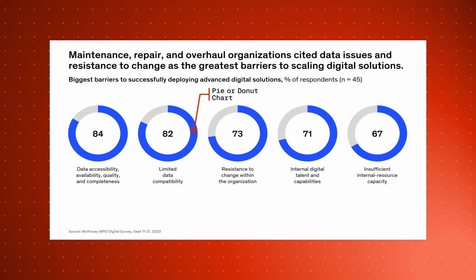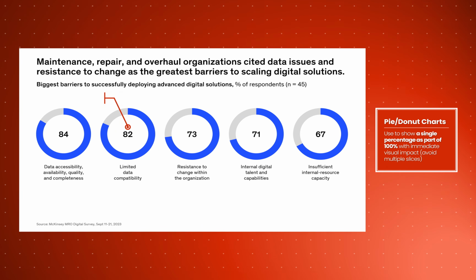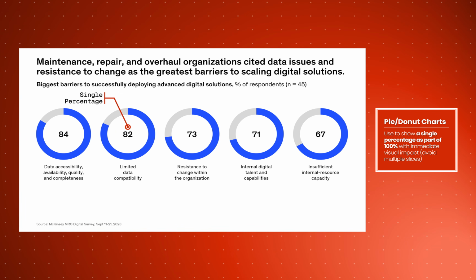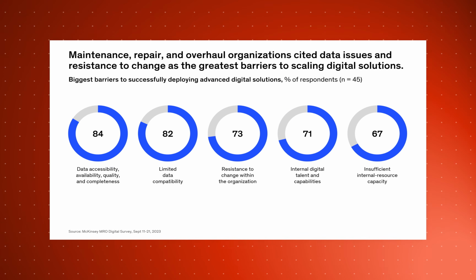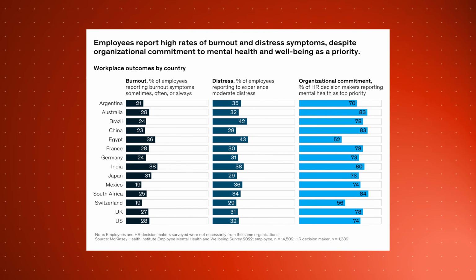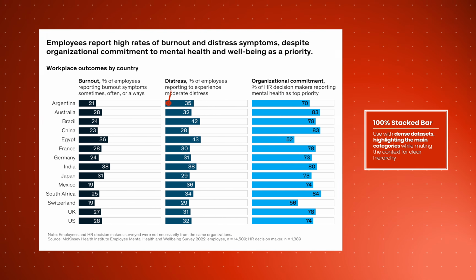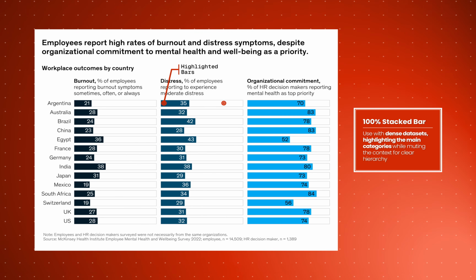But I believe they are actually quite effective at showing single percentages as part of the whole, as shown in this McKinsey visual. Of course, when you have a dense dataset, opt for 100% stacked bars with the main categories highlighted and the remainder of the context muted.